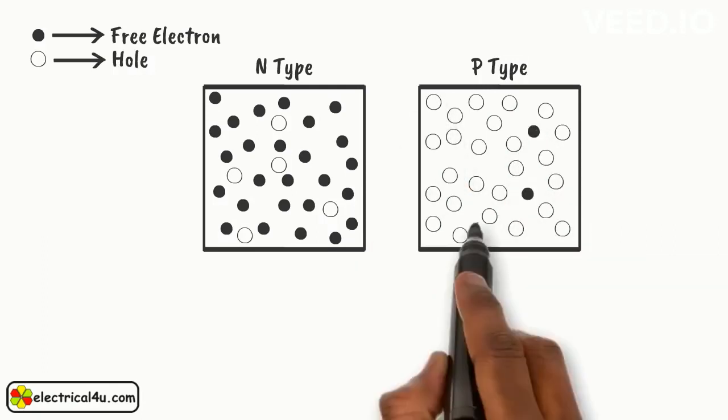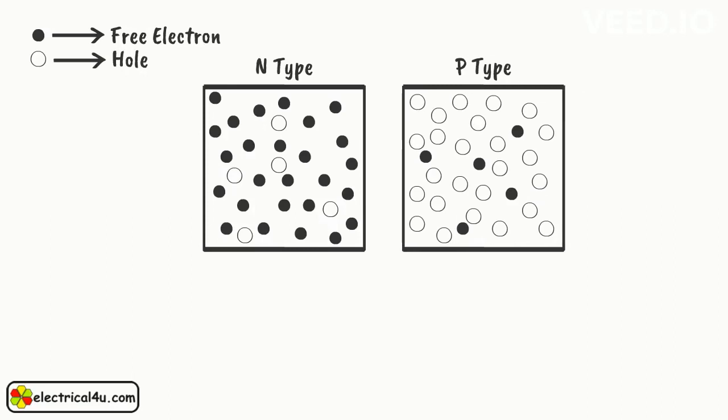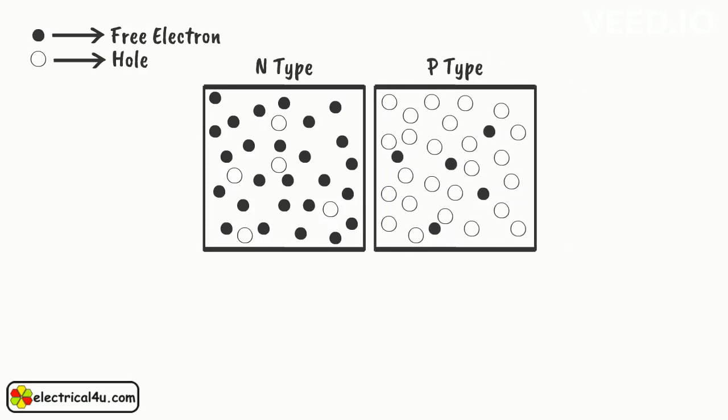And very little number of free electrons. Free electrons present in P-type semiconductor are due to generation of electron-hole pairs mainly caused by thermal excitation. Let us create a simple p-n junction diode. Let us join an N-type and a P-type material together.